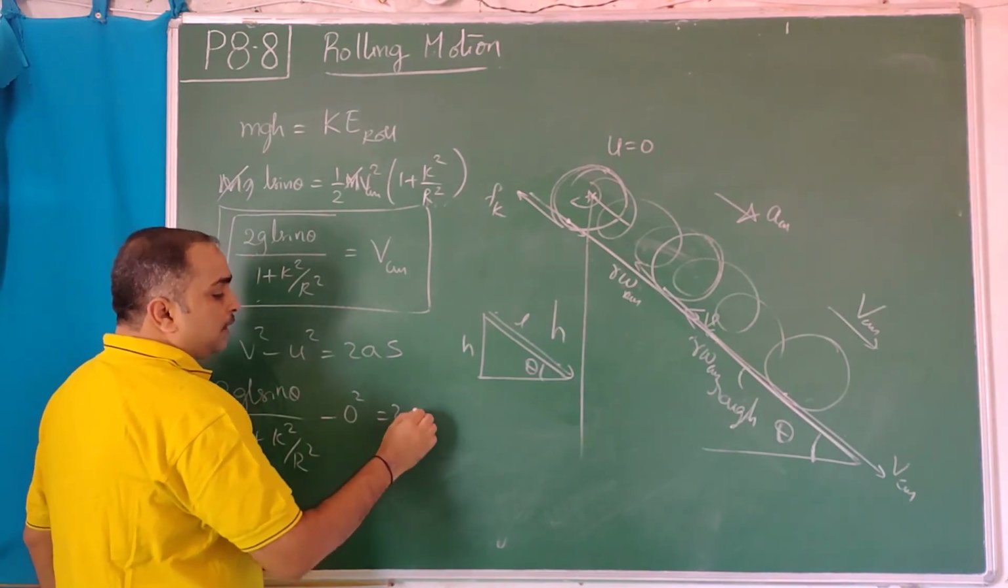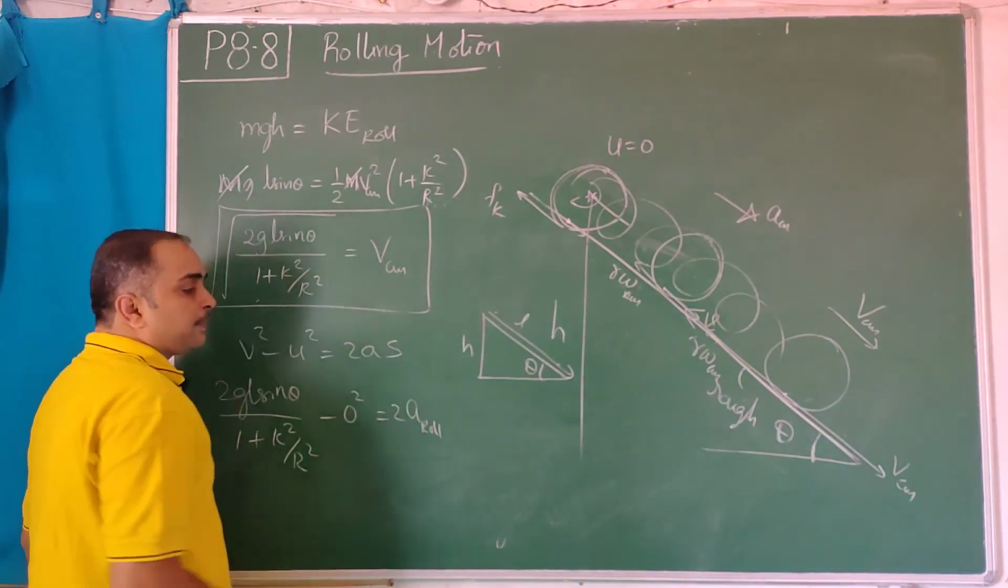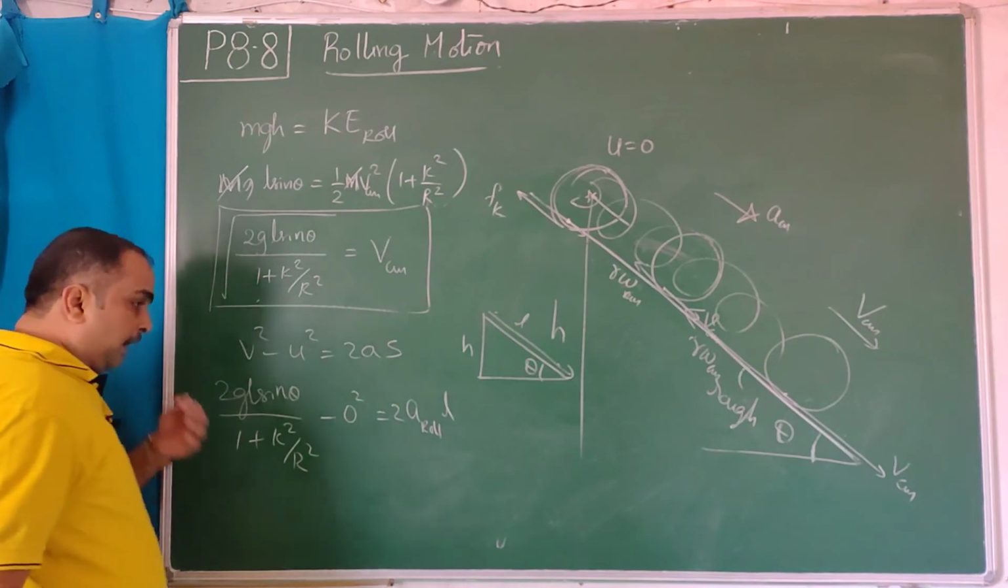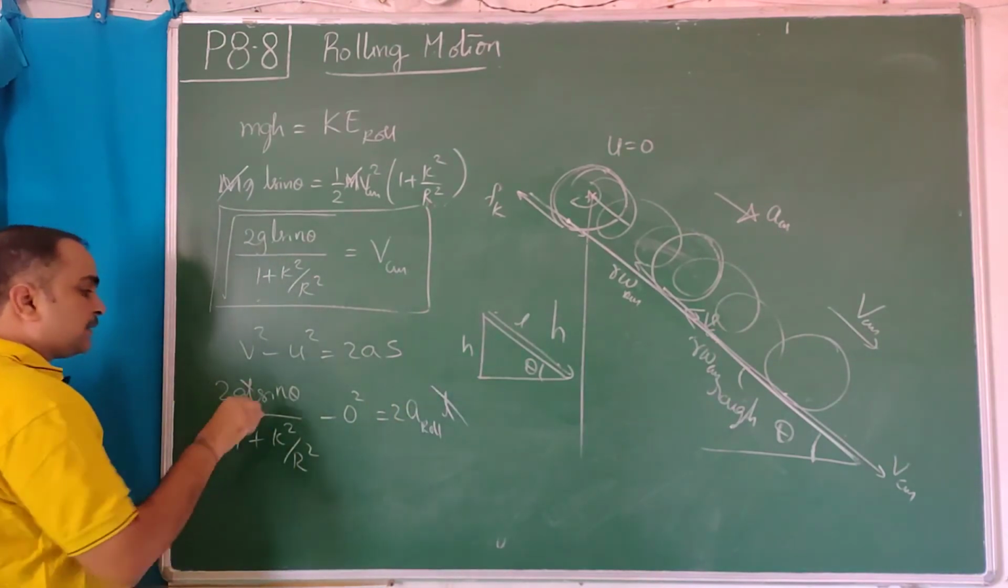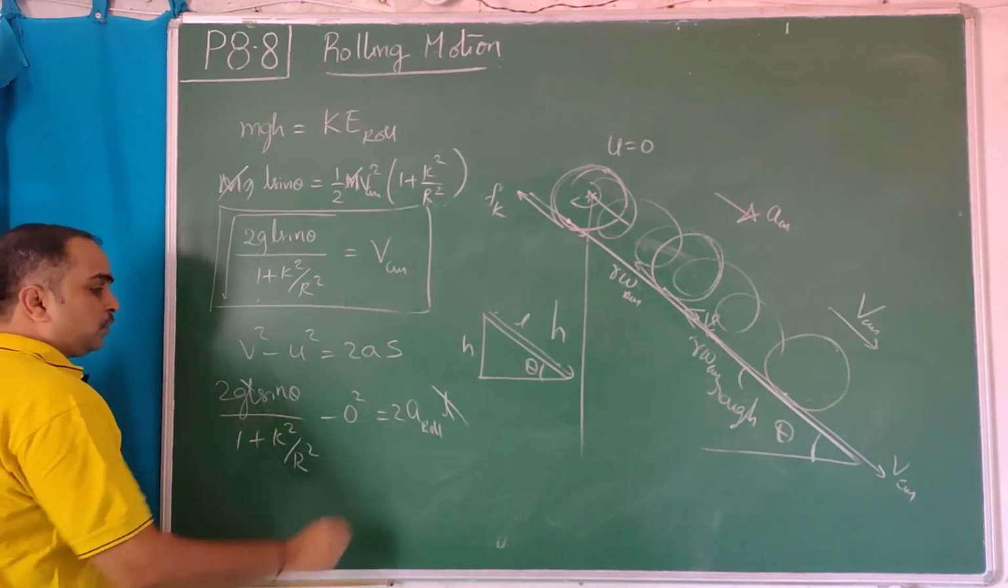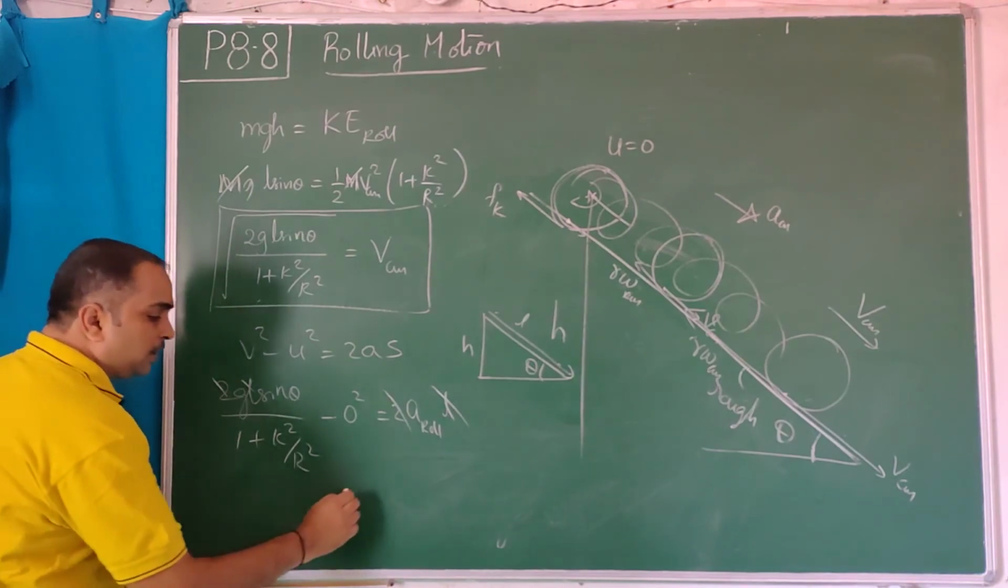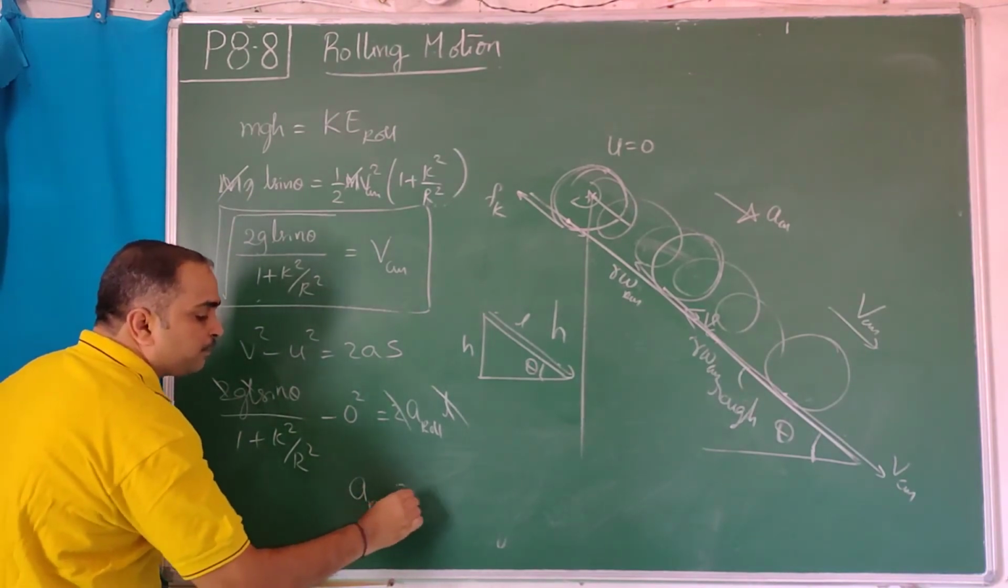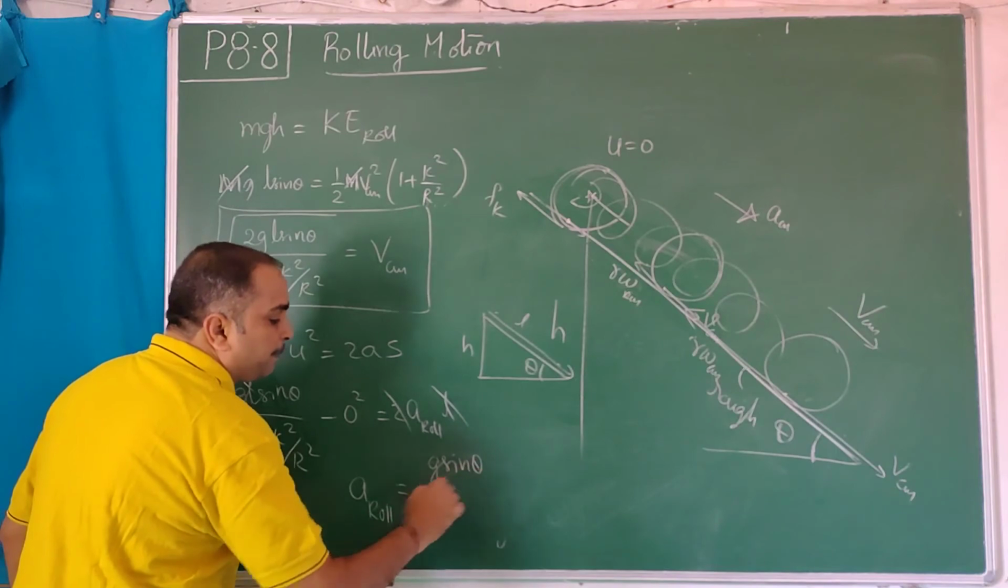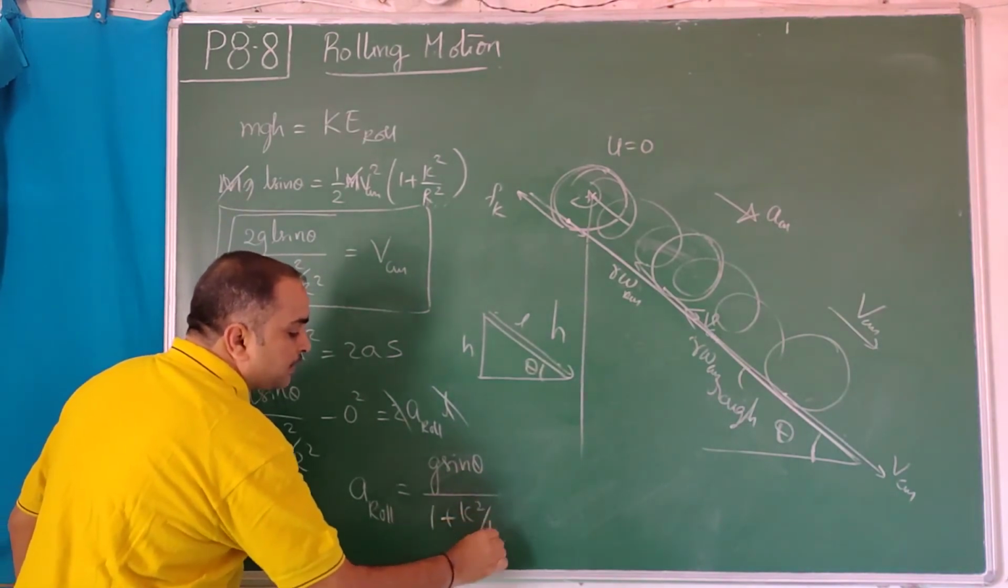2a, where a is the acceleration of rolling. s is the distance travelled, l. The length travelled l and l get cancelled, so this 2 and this 2 get cancelled. Rolling acceleration we got: g sin θ / (1 + k²/r²).